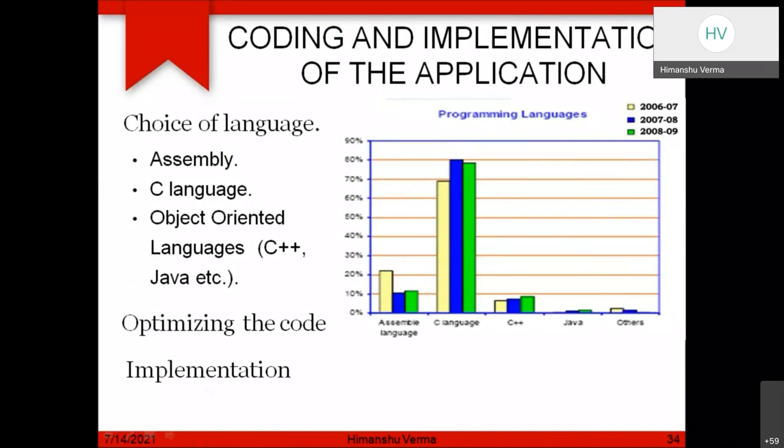Now come to the coding and implementation part of the embedded system. As we discussed, assembly language, C language, and object-oriented languages like C++ and Java are mostly used for the coding part, and among these, C language or embedded C is most popular for designing embedded applications. Not only designing the application, we also need to optimize that code, because memory and processing speed are limited.